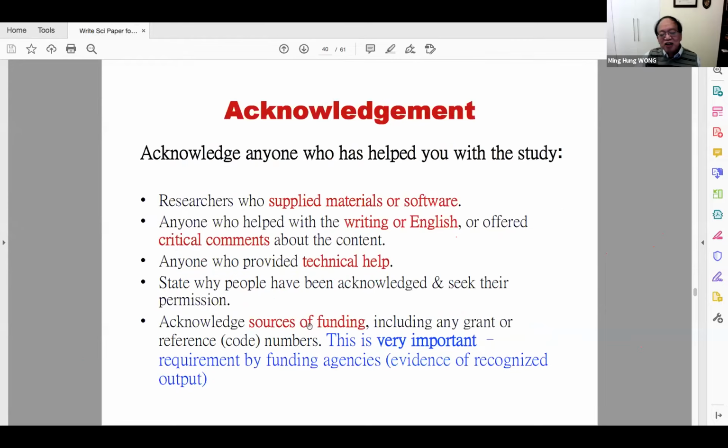Okay, I'll skip this. Acknowledgement is also important. Try to acknowledge people. And one thing is the most important, to acknowledge the sources of funding, okay? Because I used to serve on the panel of the Research Grant Council in Hong Kong and sometimes in China. So they will look at the results, the papers you publish, the students you train, whether you have collaboration generated from the study, and you ought to acknowledge the funding source, the organization, and also the code number. This is very important.